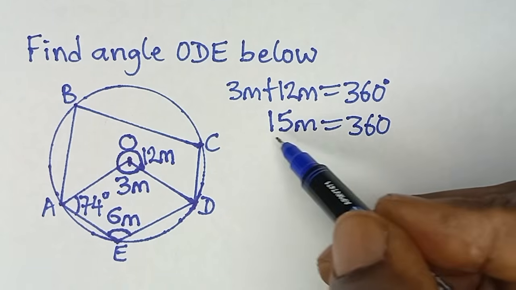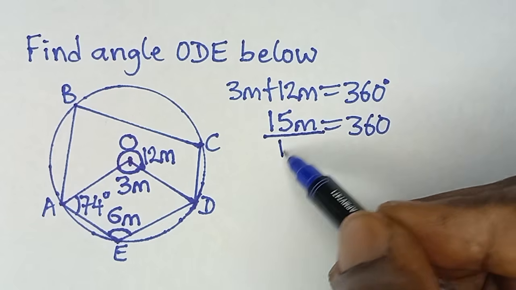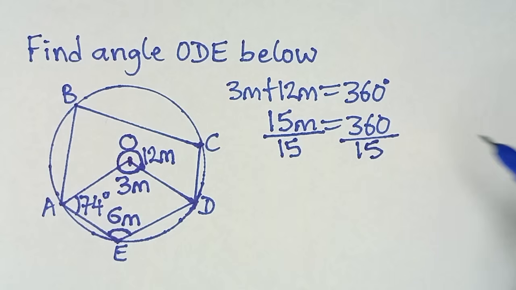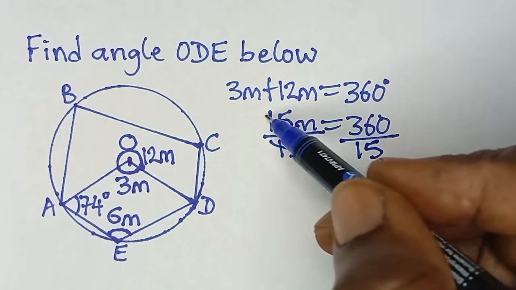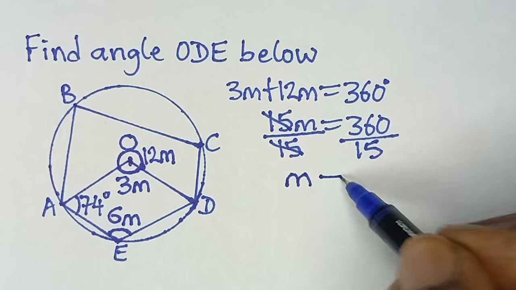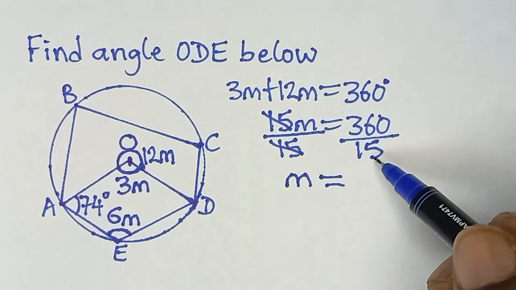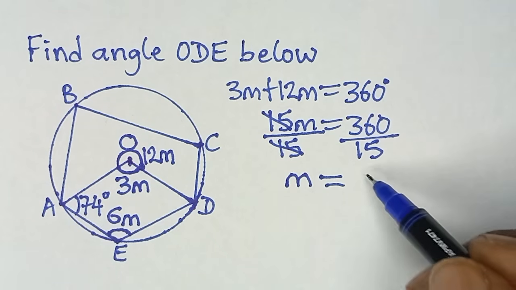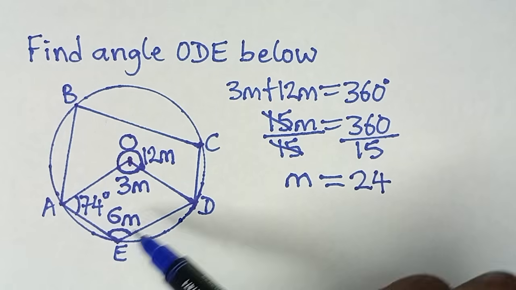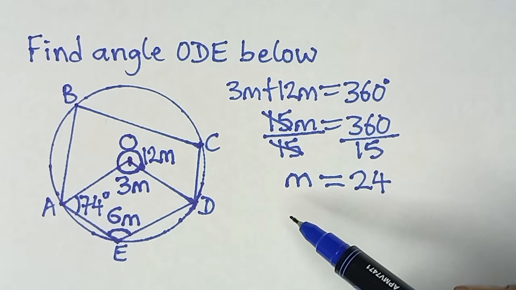So to get the value of M, I divide both sides by 15. 15 cancels 15, and then I'm left with M here. 360 divided by 15 is going to give us 24. So that means the value of M is 24.